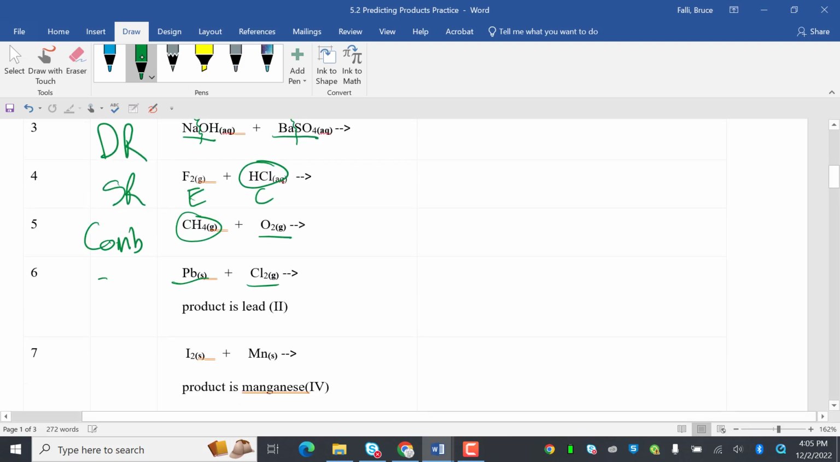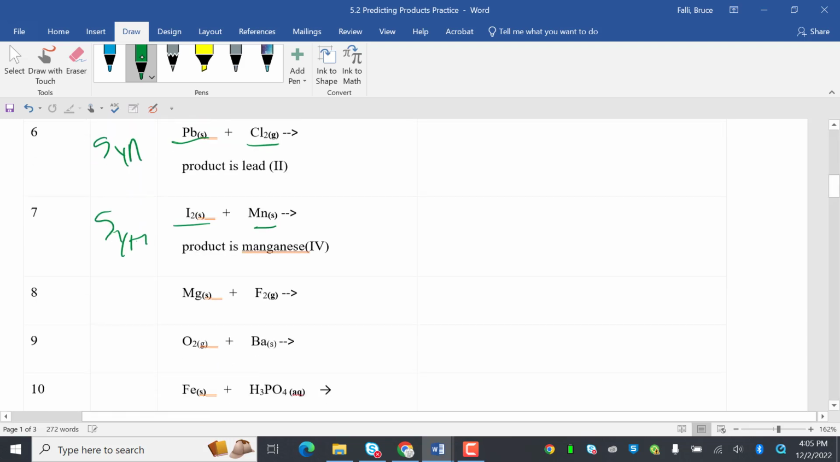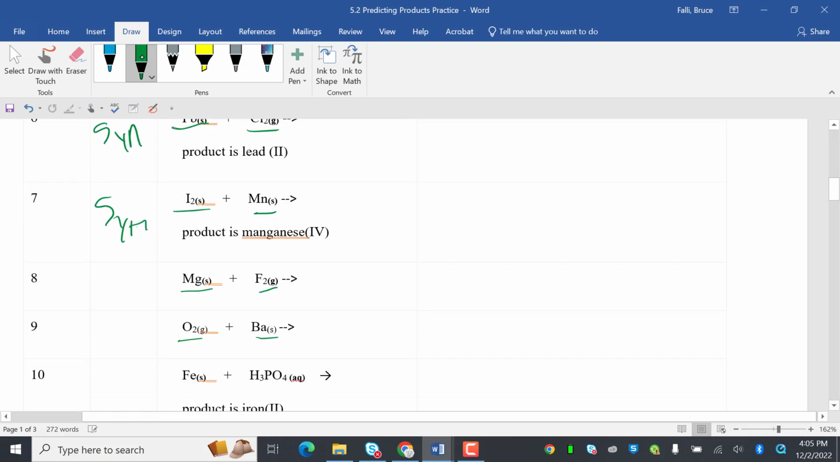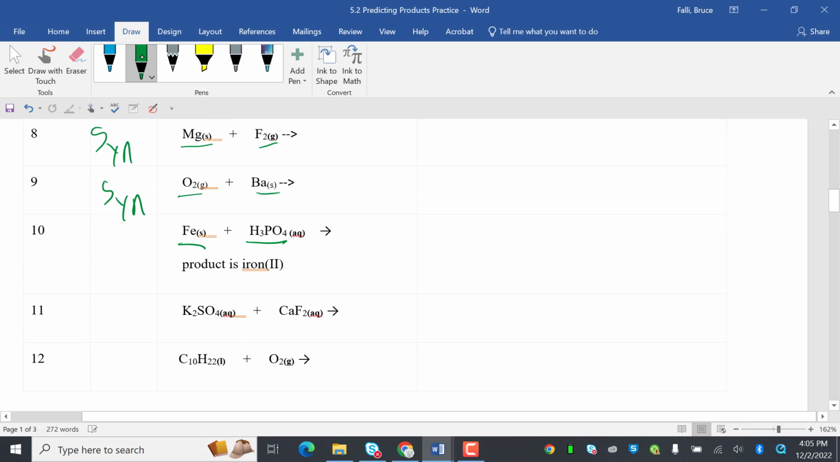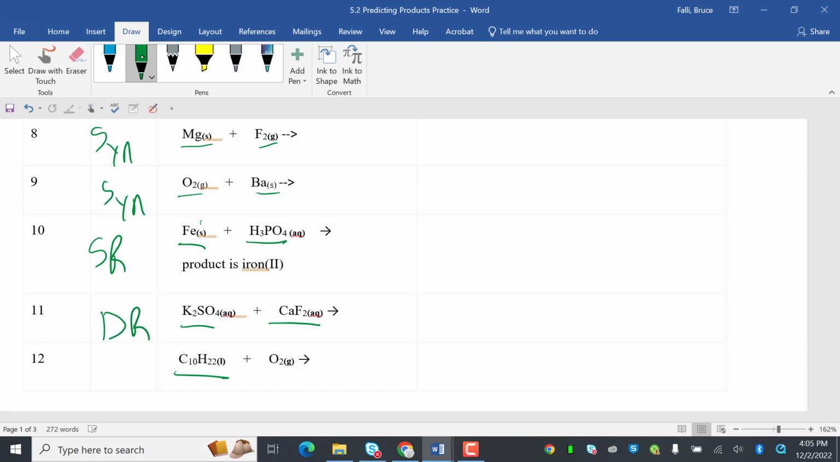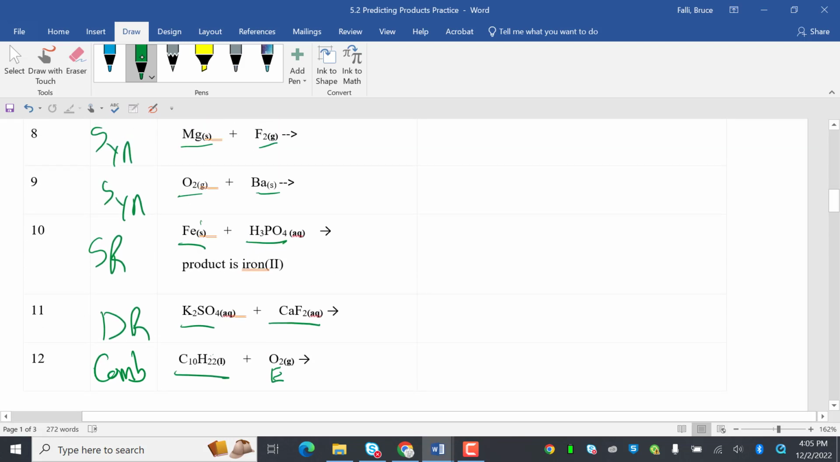Element, synthesis. Element, synthesis. Look at all the sinners. Element, synthesis. Element, compound, it's not oxygen and CH, single replacement. Compound, double replacement. Compound, element, but it's CH, so it's combustion. Oh, it's getting all moody and making me take a deep breath.